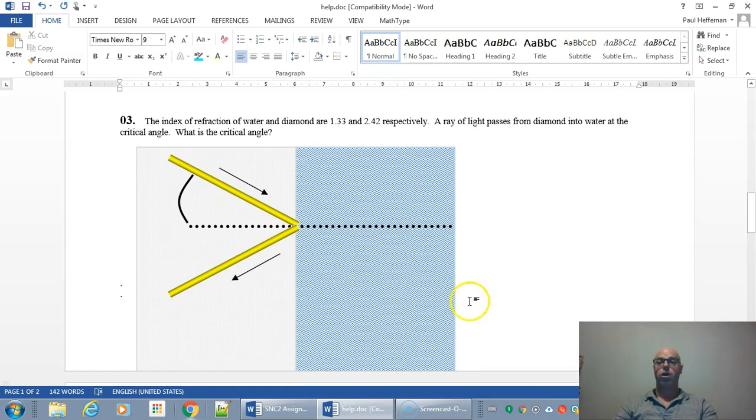Okay, so there you go. That's everything you need to know for index of refraction and Snell's law. Good luck.